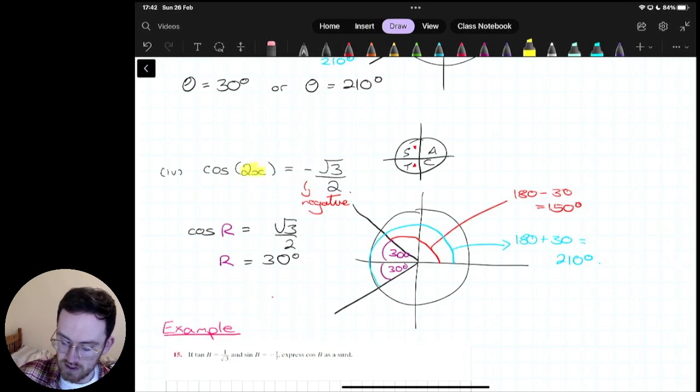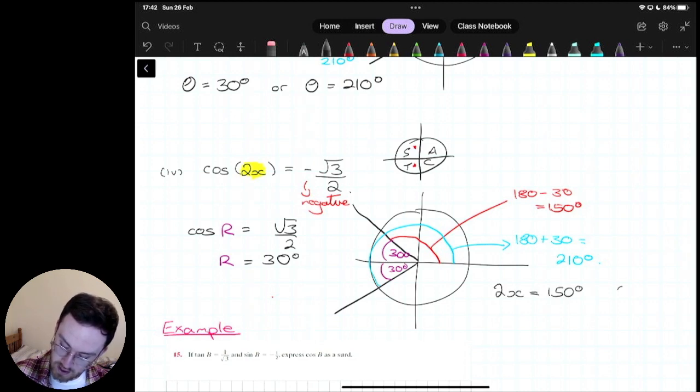Okay, now here we have to be careful of the question. The question this time referred to 2x. So what we have is 2x is equal to 150 degrees and 2x is equal to 210 degrees.